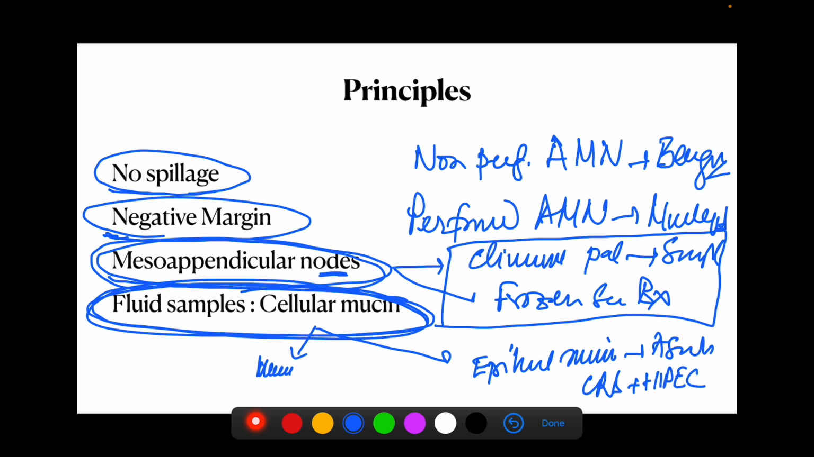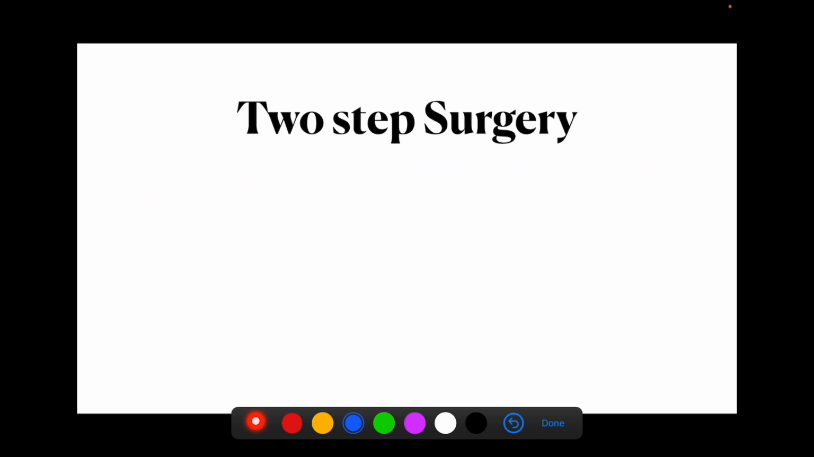So during the first surgery, your aim is to avoid spillage and go for a negative margin surgery, because a tumor in the tip or the body of the appendix with a negative base is a sufficient surgery for low-grade appendicular mucinous neoplasms, right? Mesoappendicular nodes, you need to sample them, and all fluids from the abdomen are to be taken for samples, right?